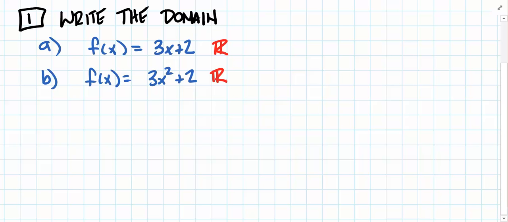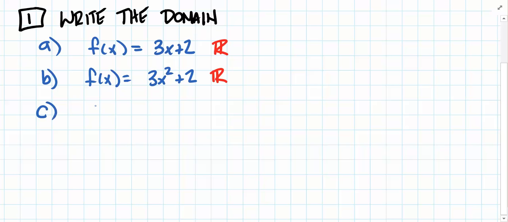So for any x that you give me, I could point back to you where the y location should be. Like for example, if you give me x is 0, I'll tell you that y is 2, right? If you give me that x is 1, I would tell you that y is 5 in this particular case, right? So every x you can think of, I can tell you exactly where that y value is. That's why it's all real numbers. Okay, now it's going to change a little bit, okay?